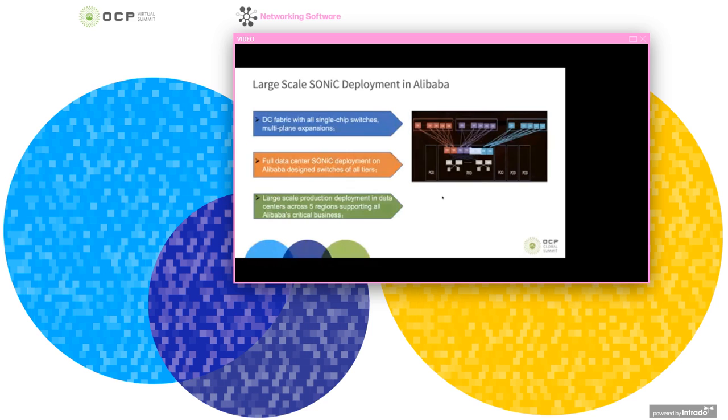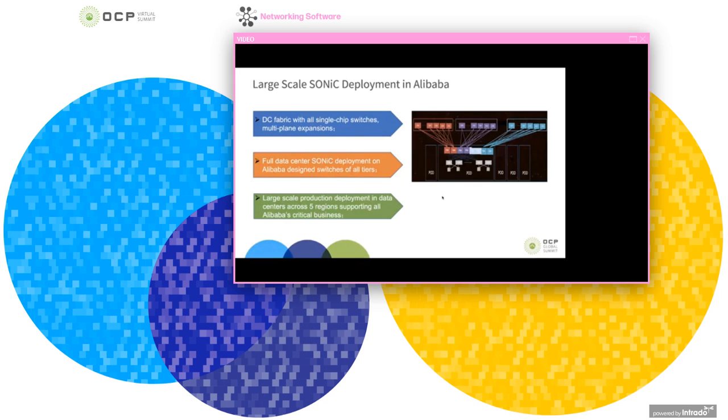In the last couple of years, we have had a very large-scale SONiC deployment in our data center network. Our data center network is similar to a lot of others, with three tiers of switches in the cloud topology. This picture shows the architecture of our DC network. We have three tier switches we call ASW, PSW, and DSW. All the switches are using single chip switches in a multi-plane expansion architecture.